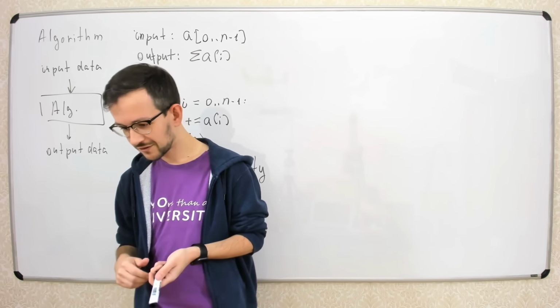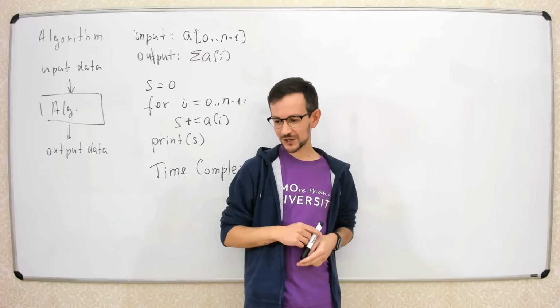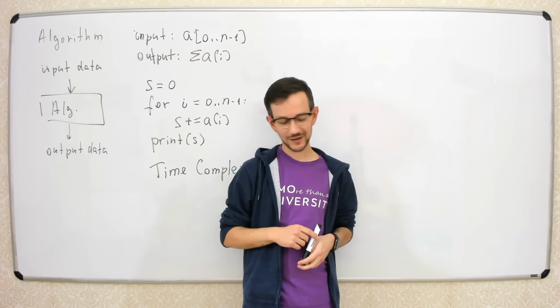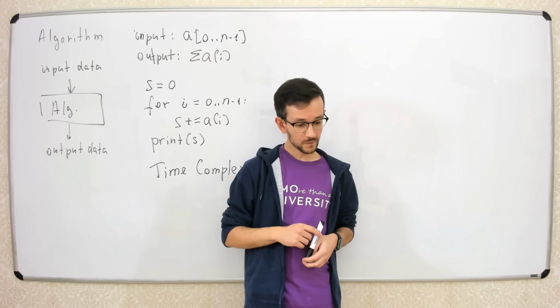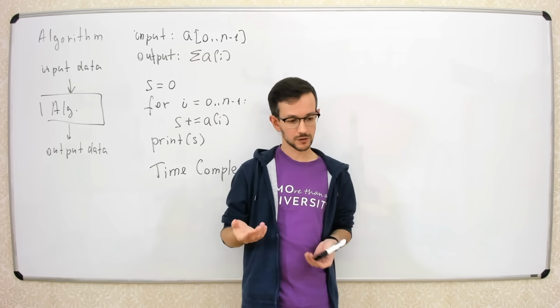Just print in the chat. This chat is especially for your questions and for answers to my questions. So, why don't we usually measure the time complexity in seconds?